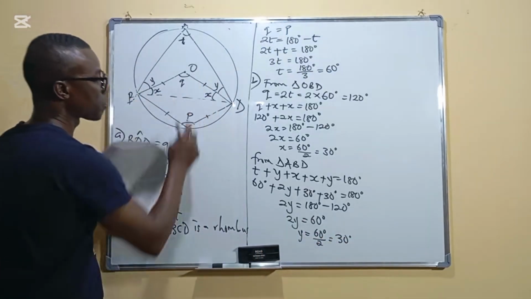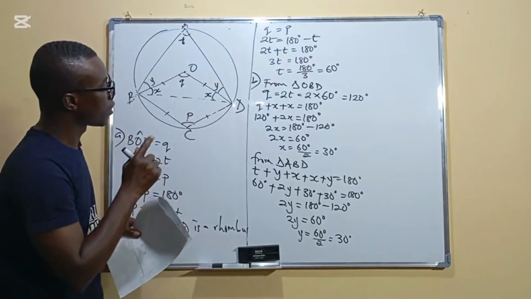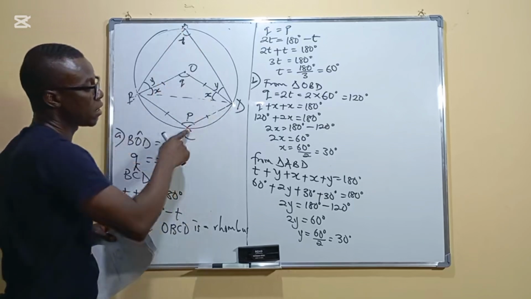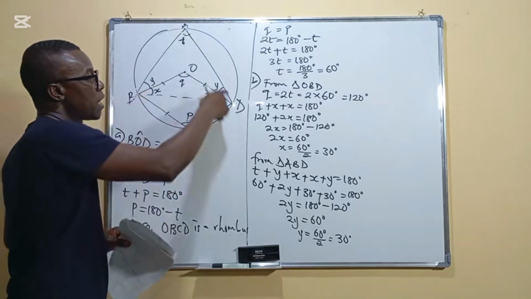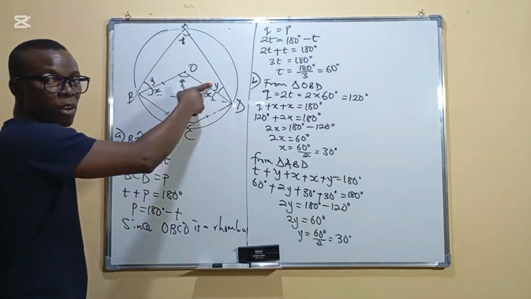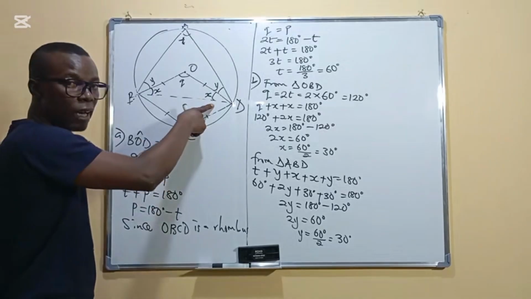Now, we have found the value of y. So we are going to proceed again. The third question says we should find angle ADC. To find angle ADC, we have the value of y already. We have the value of x. So we'll need this angle here.